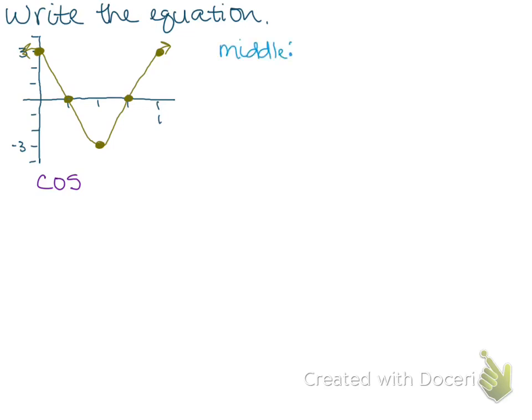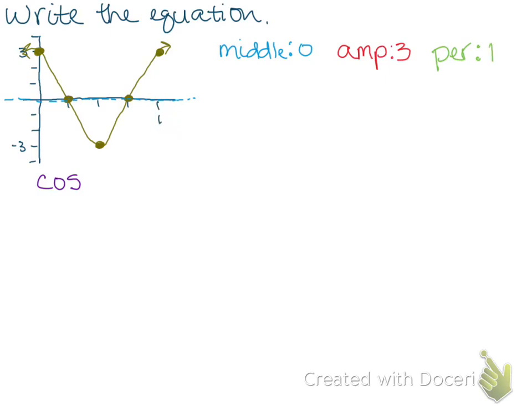The next thing we're going to do is find the middle. The middle of this graph is at 0. Then we're going to find the amplitude. Remember, the amplitude is the height above or below the middle, and this is 3. Then we're going to find the period. The period is the length of one cycle. The period is what you find at the end of the 4 count. 1, 2, 3, 4. So the period is 1.